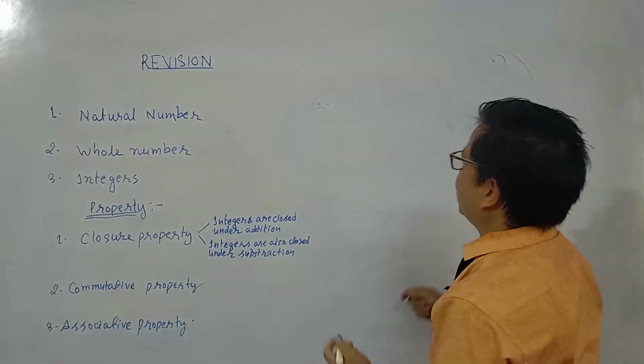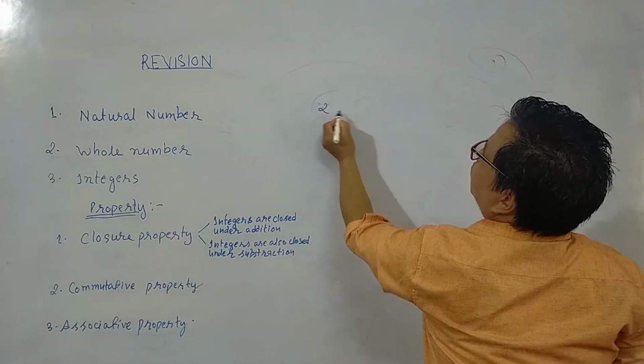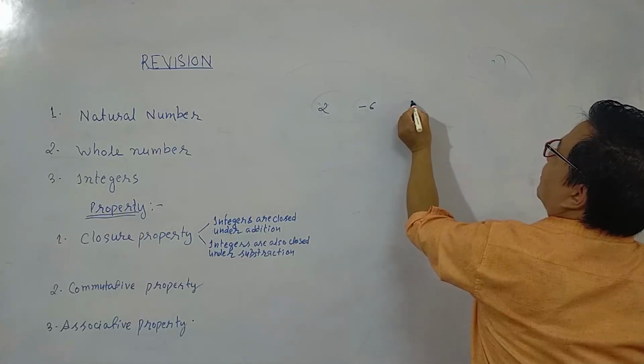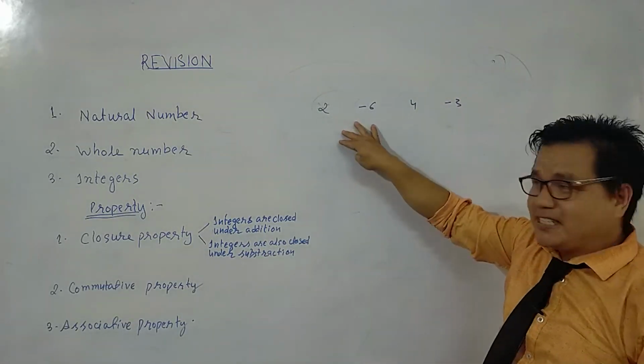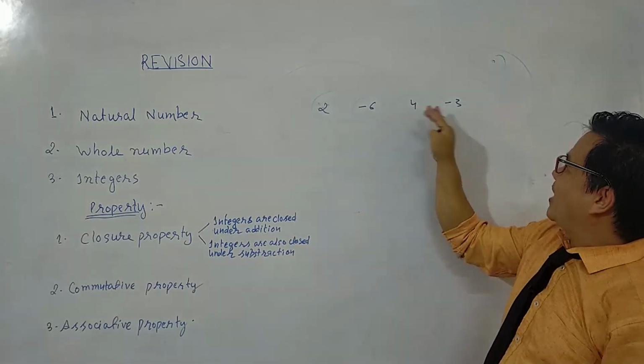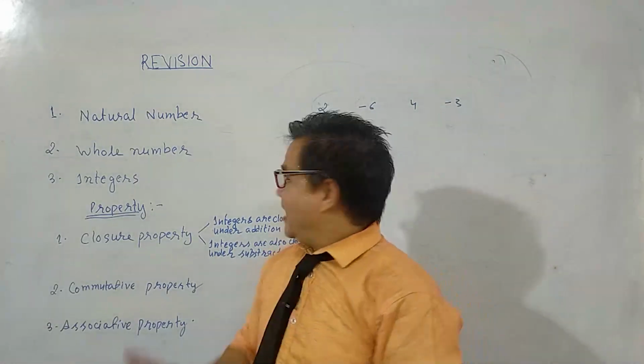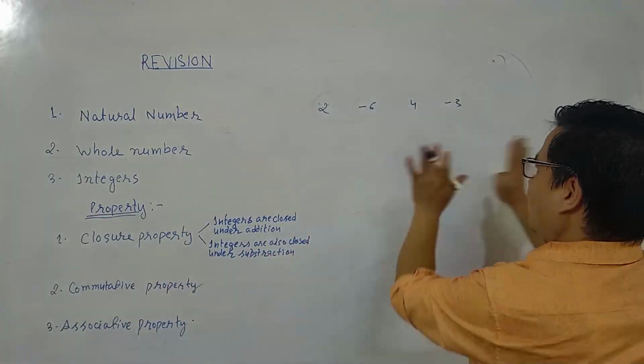In mathematics also there is association. Suppose 4 integers are there: 2, minus 6, 4 and minus 3. How many integers are there? 4 integers are there. See, 2, minus 6, 4 and minus 3. How many integers are there? 4 integers. Okay, now add.